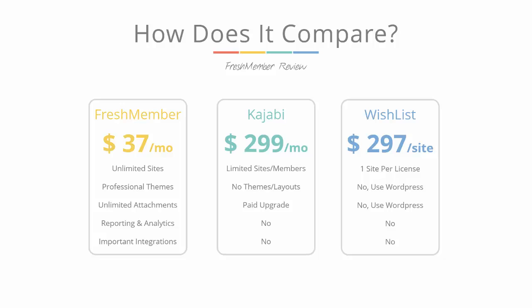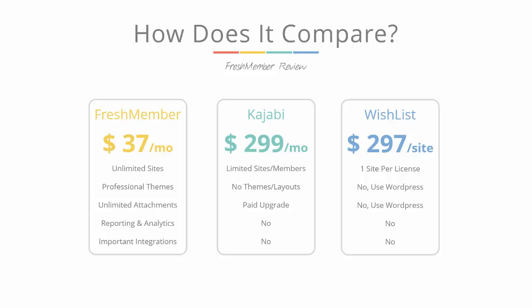FreshMember also has unlimited product attachments to your content pages. Kajabi requires a paid upgrade to do that. And Wishlist, again, it's a WordPress plugin, so you're going to be using WordPress to upload your attachments and deliver those to your members.